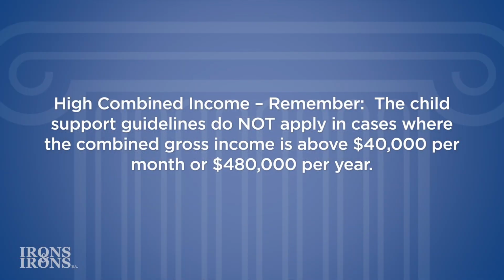It is important to remember that the child support guidelines do not apply to every situation. For example, when dealing with high-income parties, the guidelines do not apply. If the combined gross monthly income of the parties exceeds $40,000 per month or $480,000 per year, the child support guidelines do not apply. It is very important to remember that when dealing with high-income parents.